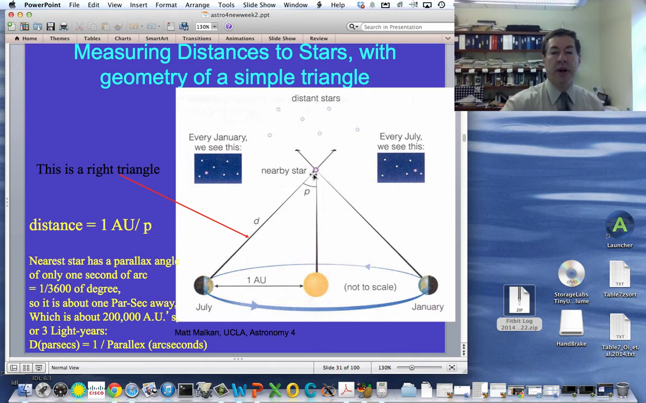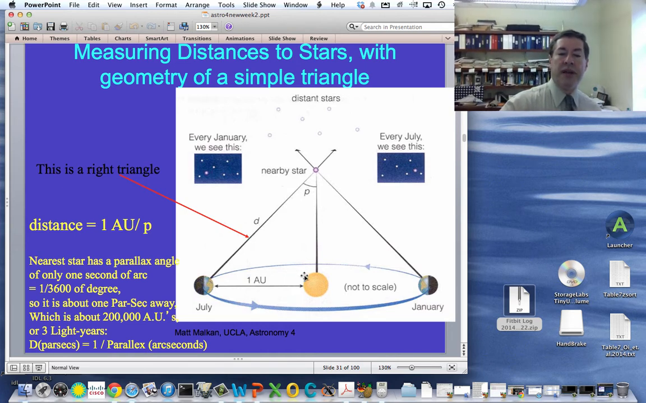Here we're looking at a nearby star projected in the sky against some constellation of distant stars. And as you can see, 6 months passes and the star has appeared to wobble back and forth with respect to the distant stars. So this wobble angle is called the parallax. We'll call that P. It's a very small angle. And then the long axis of this triangle here is D, the distance to the star.